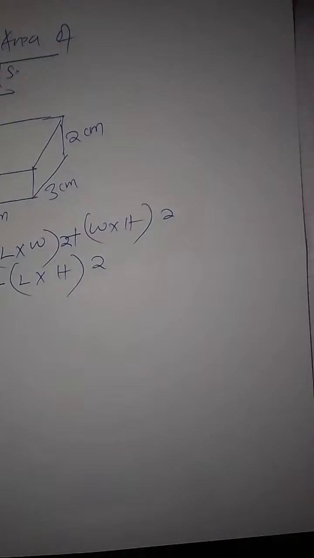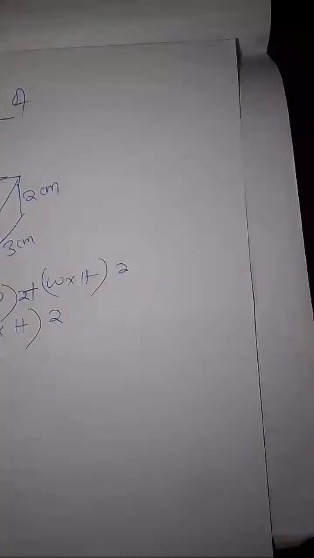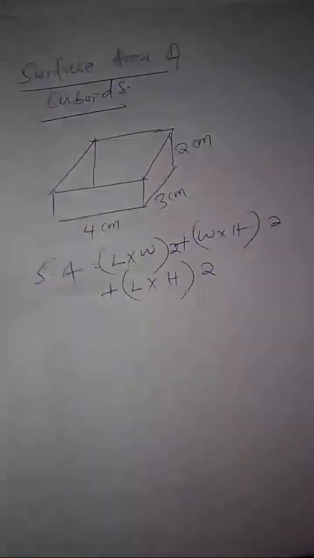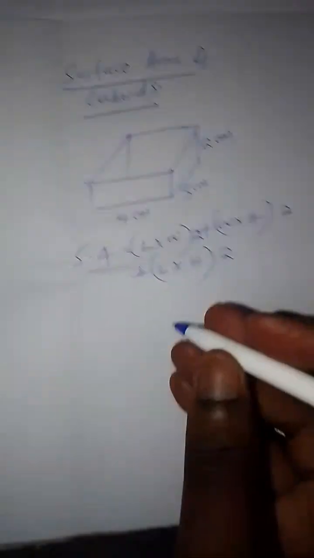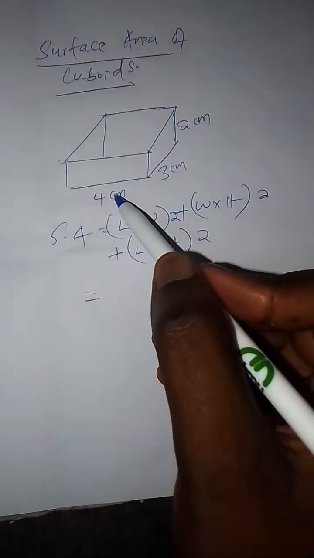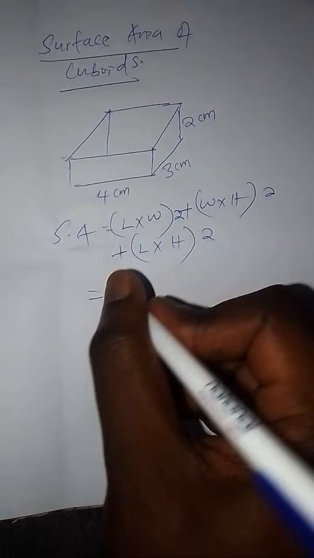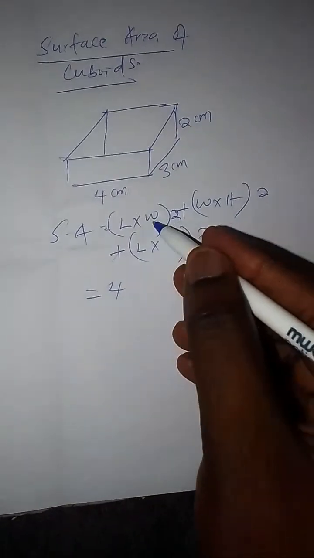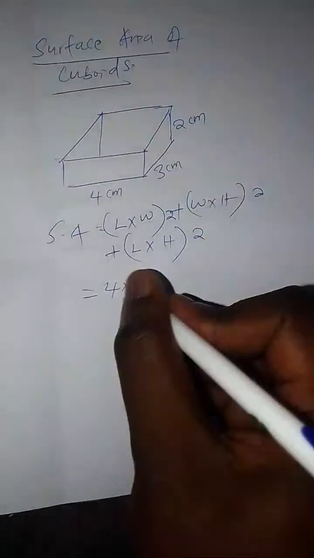Area of cuboids. The surfaces of a cuboid are 6. Let's begin the math now. Here, what is our length? Our length is 4. So we shall have the width is 3. 4 multiplied by 3.